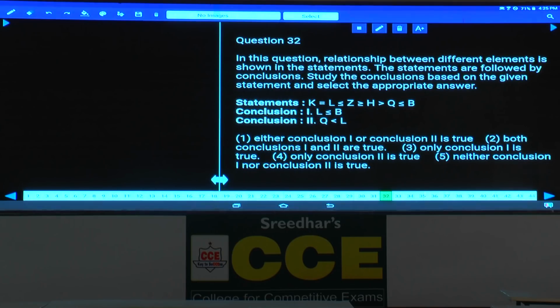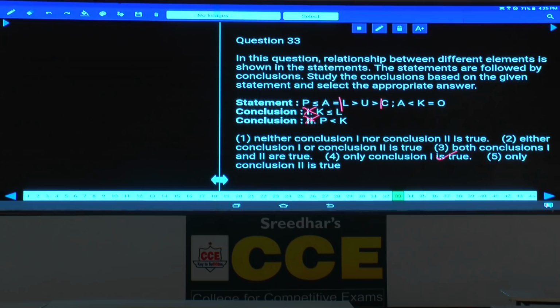Then coming to 32, the relation between L and B. Lesser than, greater than, two opposite symbols between L and B. As two opposite symbols, no relation can be drawn. Then the relation between L and Q: one lesser than, one greater than, again two opposite symbols, no relation. Hence neither 1 nor 2, choice 5. Question number 32, it is choice 5.